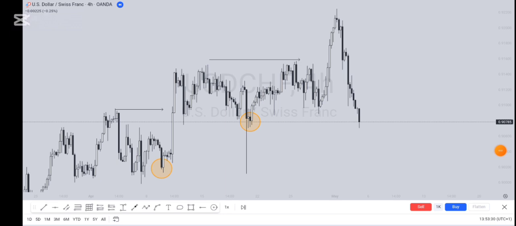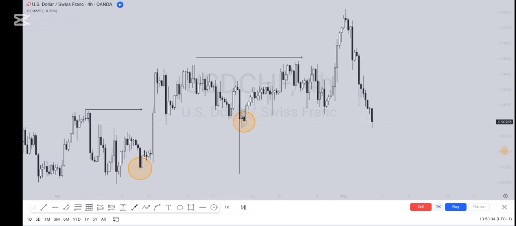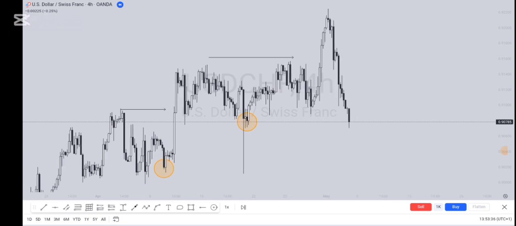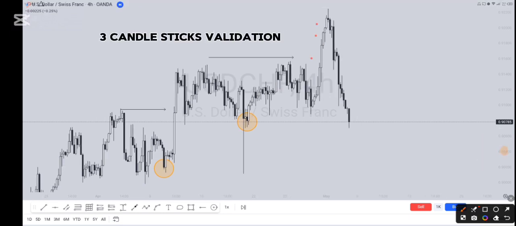You understand? So this led to this break of structure. Now remember what I told you about break of structure. Break of structure is only valid after the release of 3 candlesticks. You understand? This is not a break of structure, rather this is a break of structure. Why?